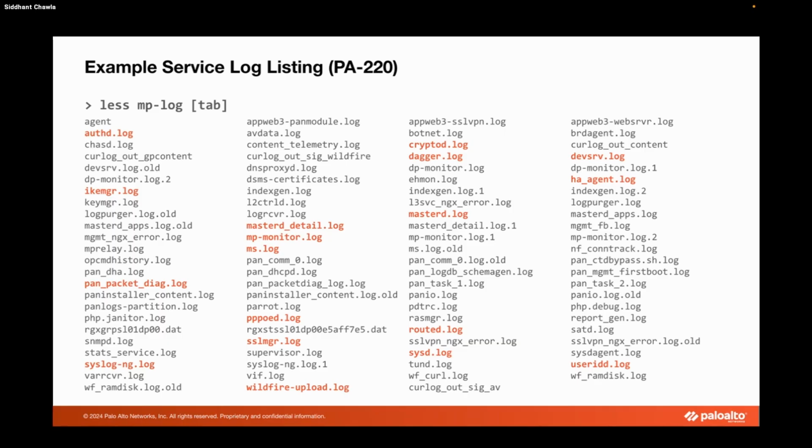For example, if we are troubleshooting an issue related to authentication, the log which we refer to is auth. If we are troubleshooting a VPN issue, the log we refer to is mgr.log. Sometimes when we are doing advanced troubleshooting and collecting packet diag debugs, the log name is panpacketdiag.log. The rest, you can see what logs are available.